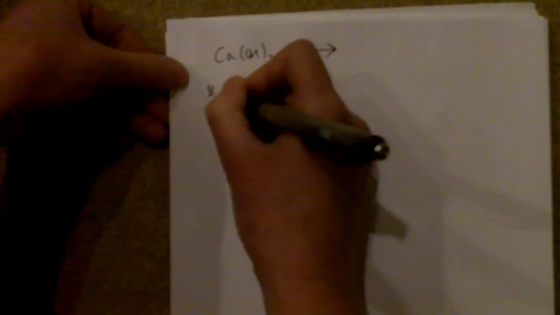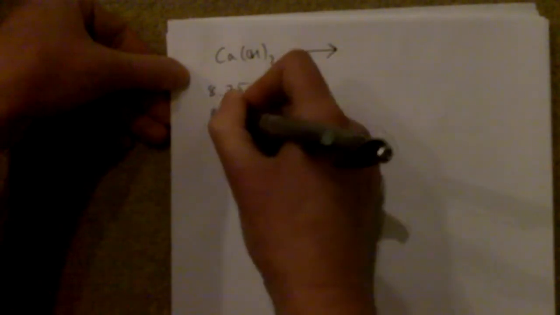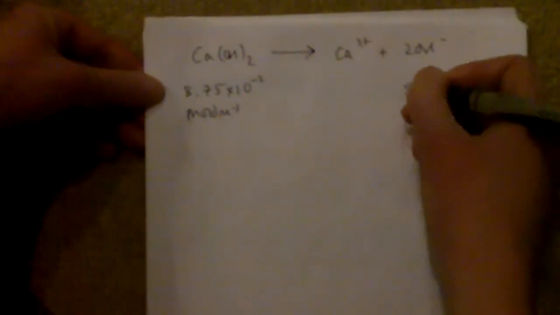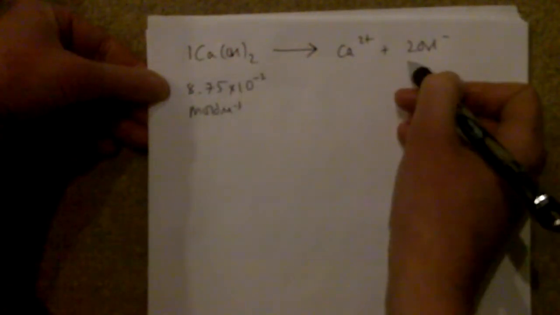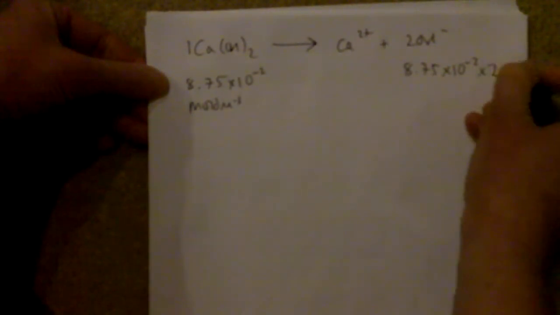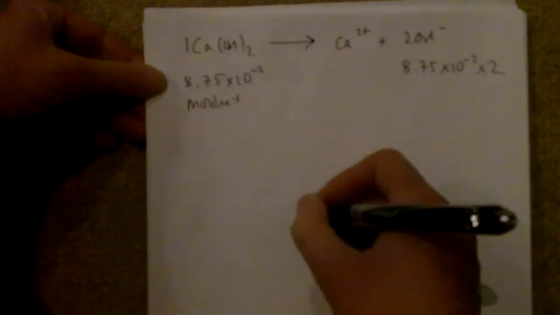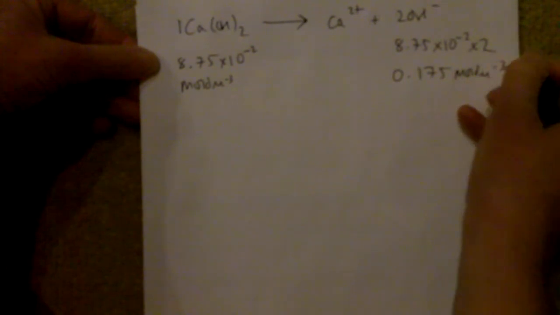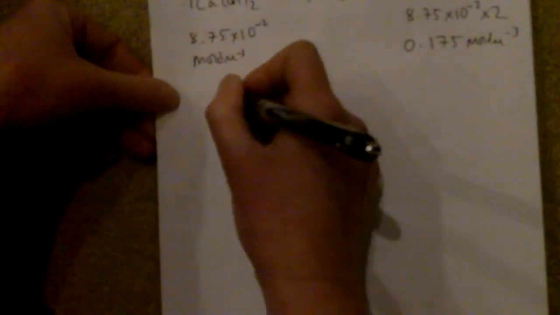Say if it was, for example, calcium hydroxide. So we say the concentration is 8.75 times 10 to the minus 2 concentration of calcium hydroxide. You've got to be careful here because it is not 1-to-1. All aqueous, but when it splits up, it's going to be 1-to-2. So the concentration will be 8.75 times 10 to the minus 2 times 2, which is a concentration of 0.175. So it's not 1-to-1. And then you do the same idea again.